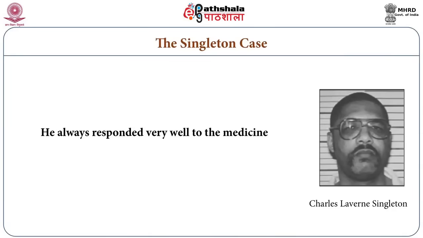And this, in fact, happened in the year 2000. Singleton was forced to take antipsychotic medication, medication for schizophrenia. He was forced to take it under duress. He always had responded very well to that medicine, and psychiatrists conducted interviews and tests and decided this man is now competent, sane, rational. And they immediately injected him with poisons under the style of execution called lethal injection, and he was put to death.